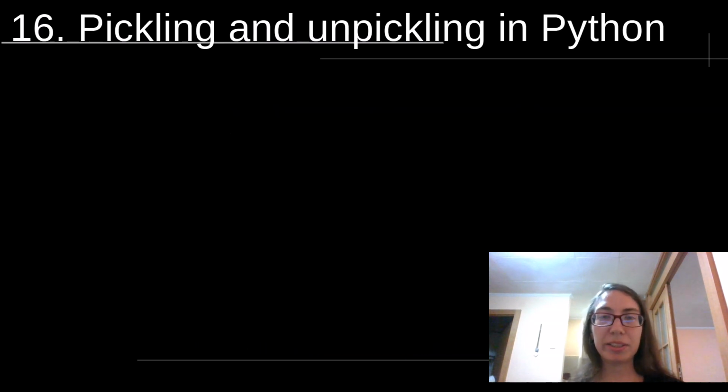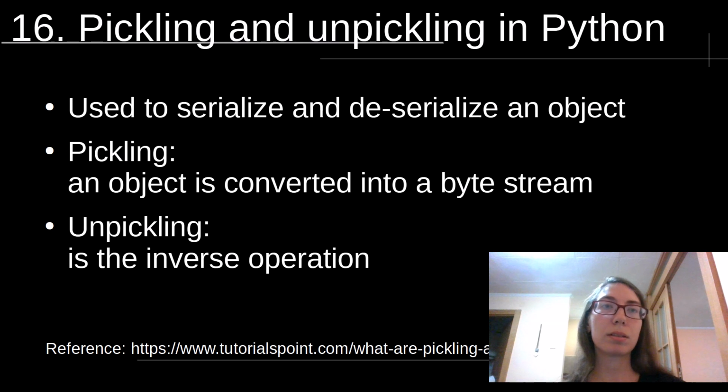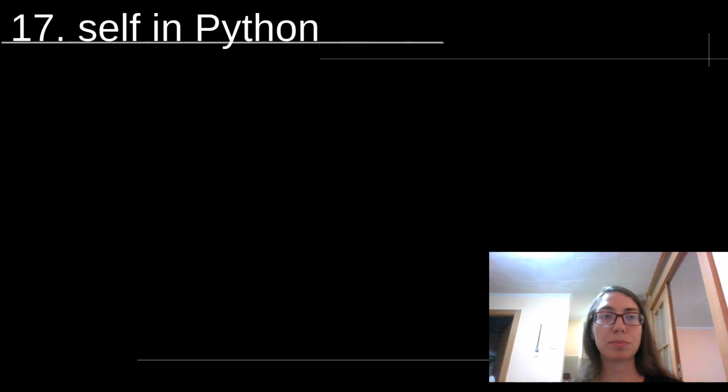Pickling and unpickling in Python. Pickling and unpickling are used to serialize and deserialize an object. In pickling, an object is converted into a byte stream. Unpickling is the inverse operation.